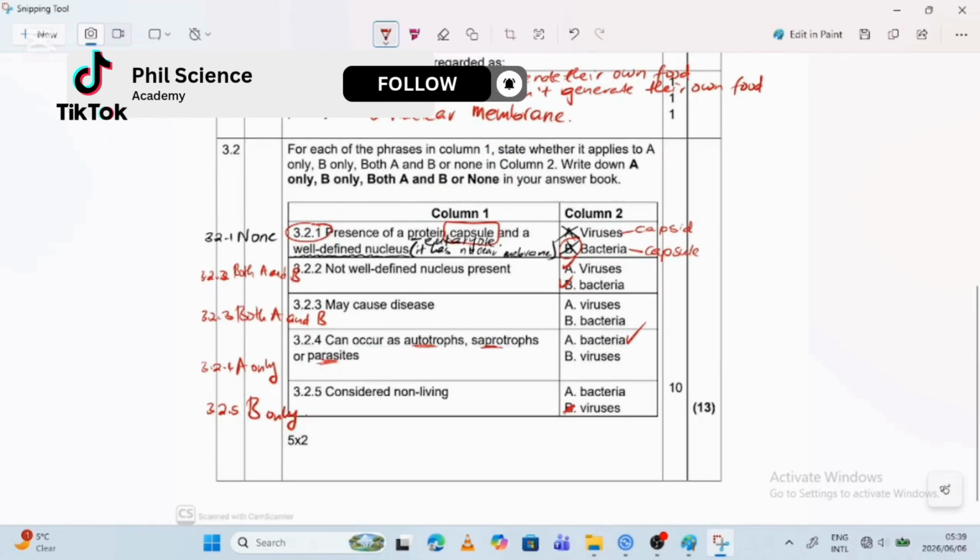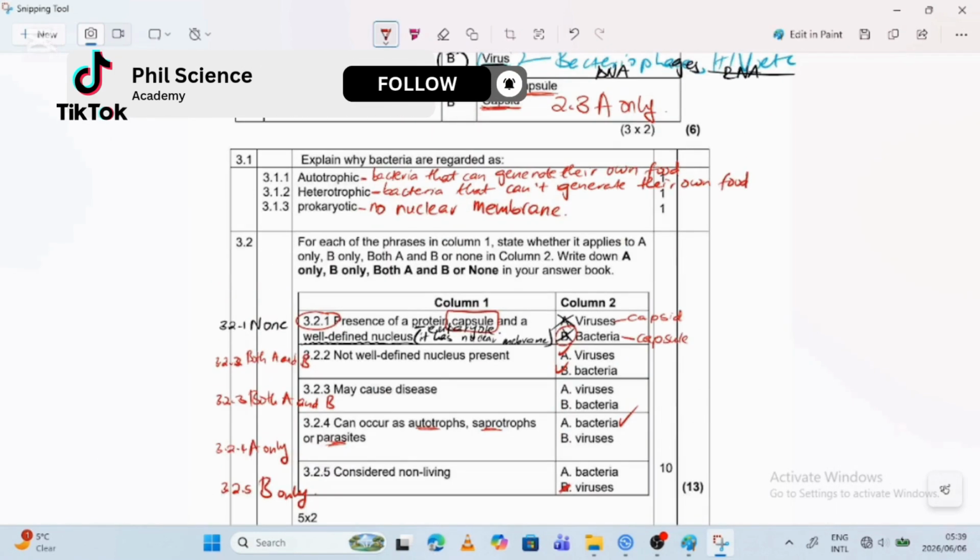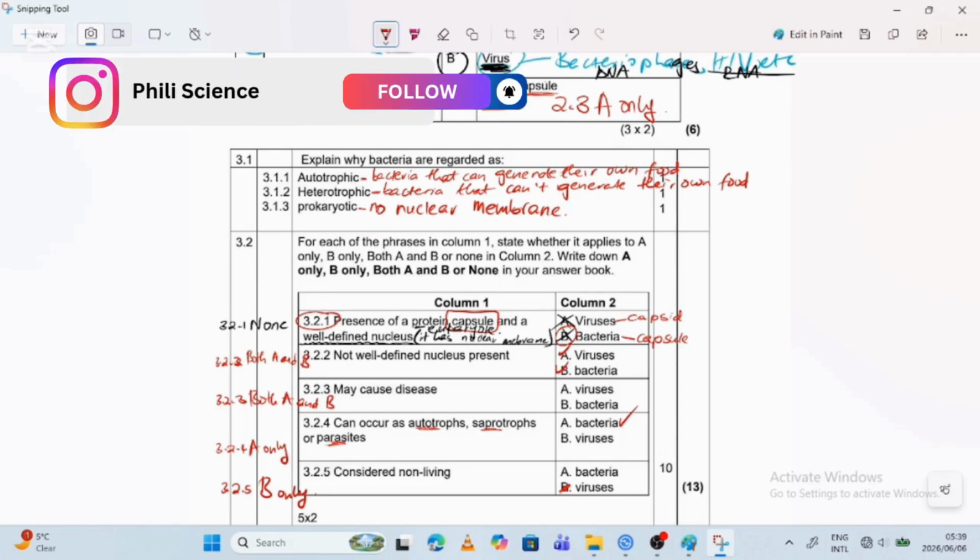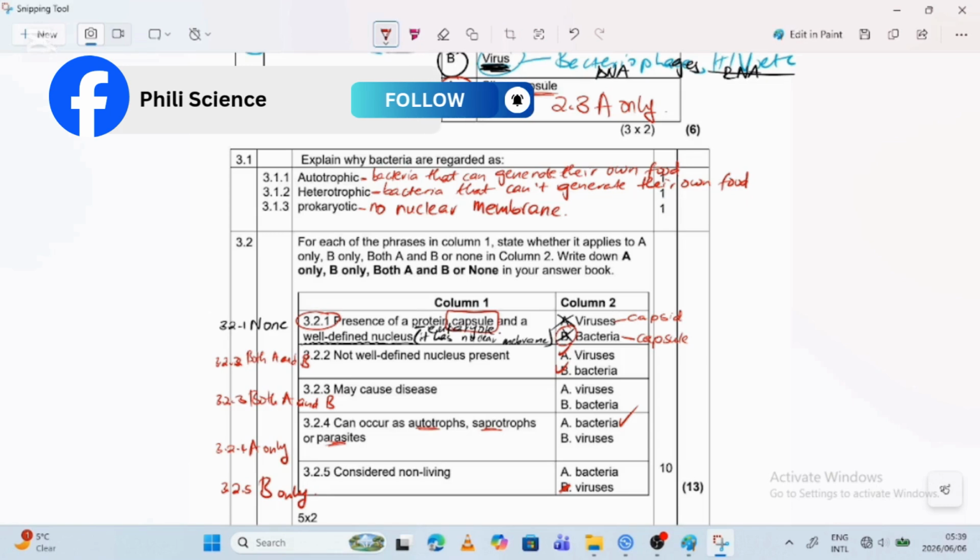So basically that's how you answer this kind of questions, so that you don't lose marks unnecessarily. So remember, I want you guys to practice for your exams. Make sure you master this concept before it is too late.